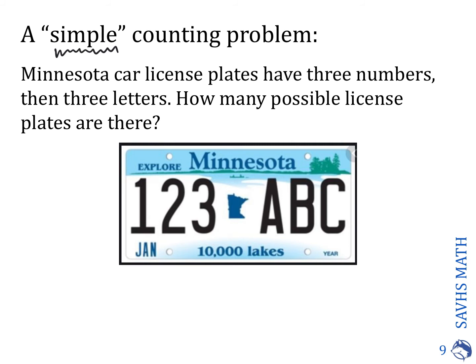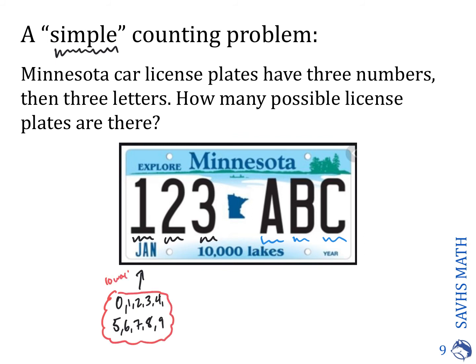I know about Minnesota license plates that we have number, number, number, and then letter, letter, letter. And so my question to you is, how many different ways can we select a license plate? Okay, so how many options are there for the first digit? Well, the first digit could be 0, 1, 2, 3, 4. It could be 5, it could be 6, it could be 7, 8, or 9. How many ways are there for this digit? Well, this digit has 10 ways. And so this would be 10 ways right here.